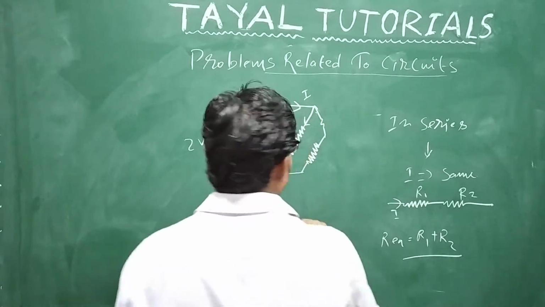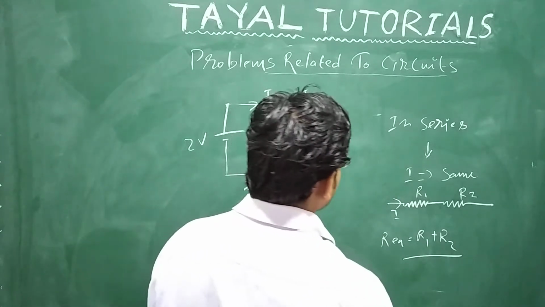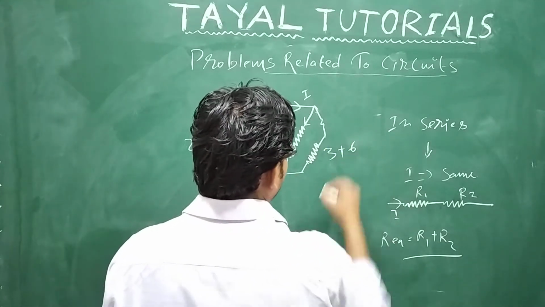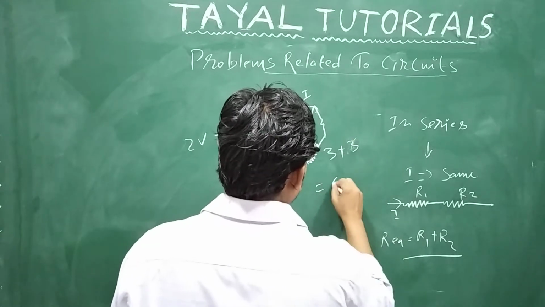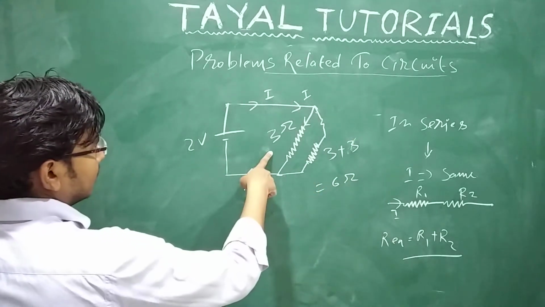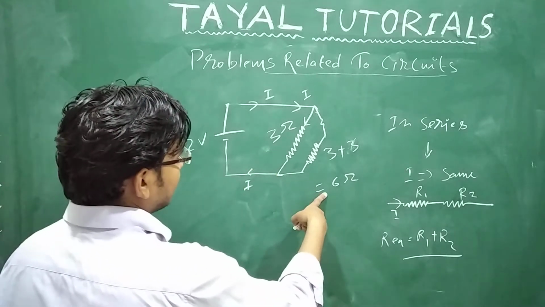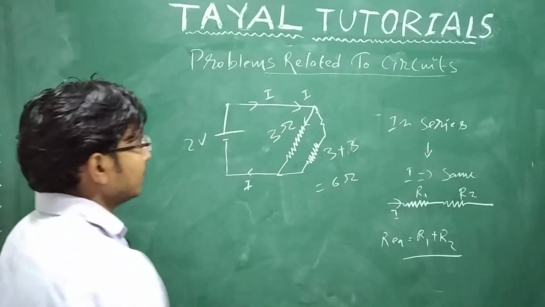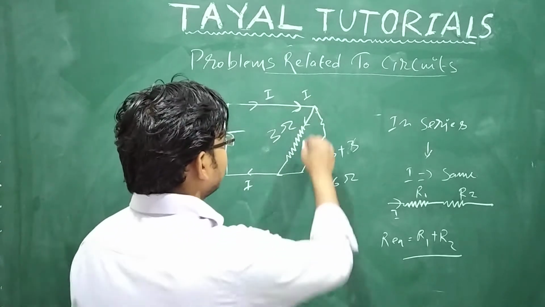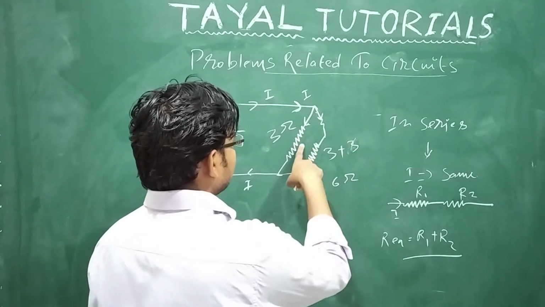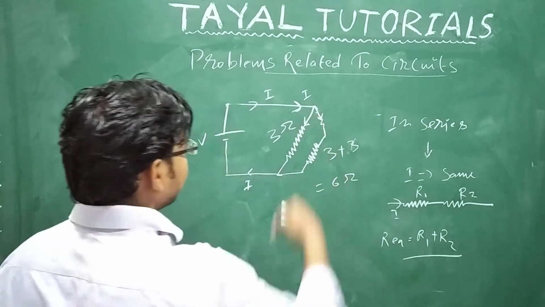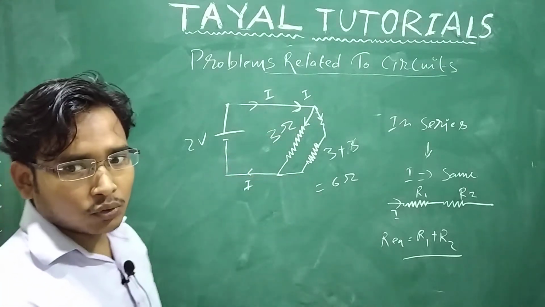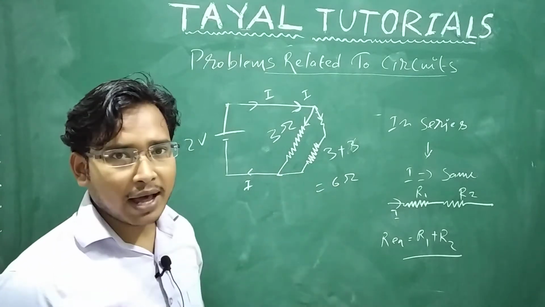Now this is in parallel with your 3 ohm resistor. So 3 plus 3, that is a 6 ohm resistor that will be there. Now this 3 ohm and 6 ohm resistors are in parallel. Why is this in parallel? Because when the current comes over here, the current will see 2 paths, this 3 ohm and this 6 ohm. So the current is getting divided and the potential across these two resistances is equal. So these two resistances will be in parallel.